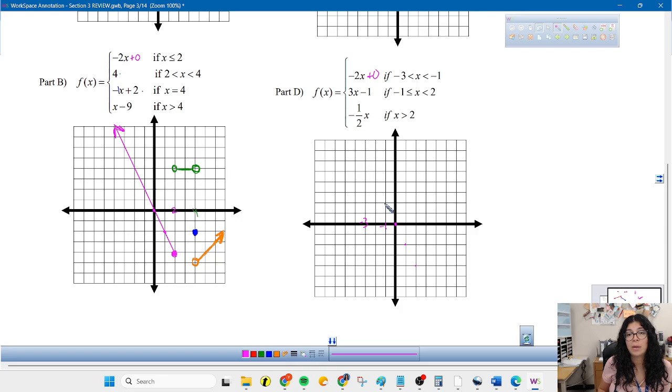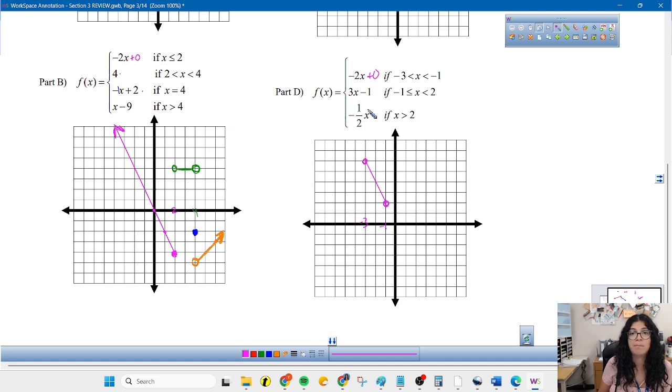So I would make my line. And then I'm only using that between negative 1 and negative 3. And it's open on both sides. So I would erase everything that's not between negative 3 and negative 1. And it is open on both, so open circle on the negative 3 x value, open circle on the negative 1 x value as well.